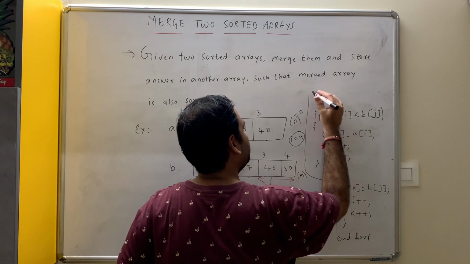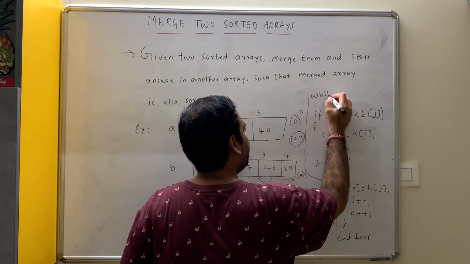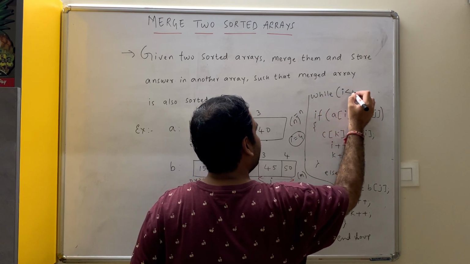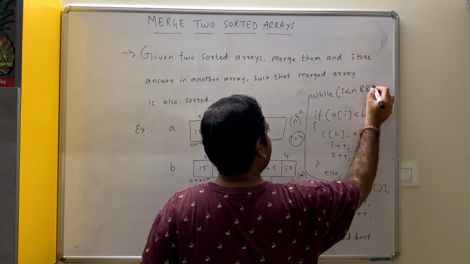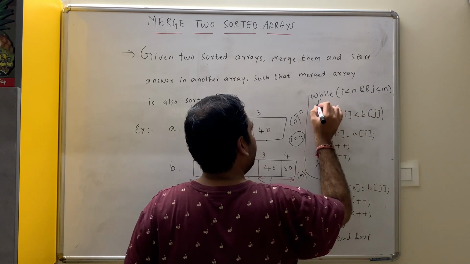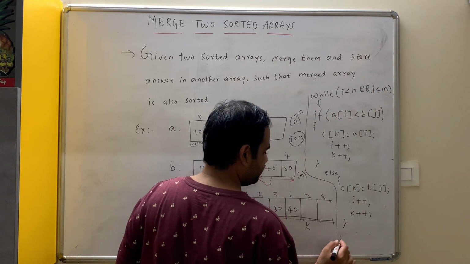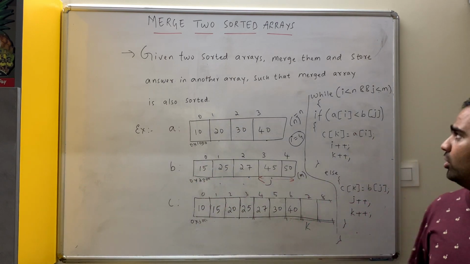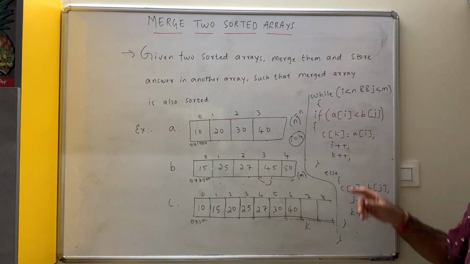Hence, tell me, what should be the terminating condition? I say while i less than n and j less than m. Now what is the value of i? It is 4. 4 less than 4 is false. You come out of this loop.